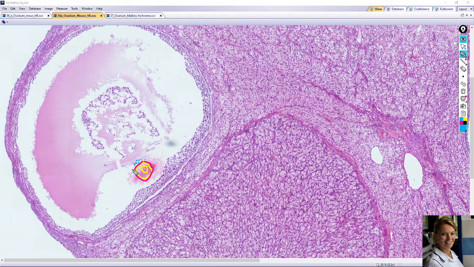oocyte with zona pellucida. These granulosa cells are called corona radiata, surrounding the oocyte, and the bridge between the oocyte and granulosa cells which line the antrum is called cumulus oophorus. This is the group of granulosa cells between the oocyte and granulosa cells lining the antrum, called cumulus oophorus.